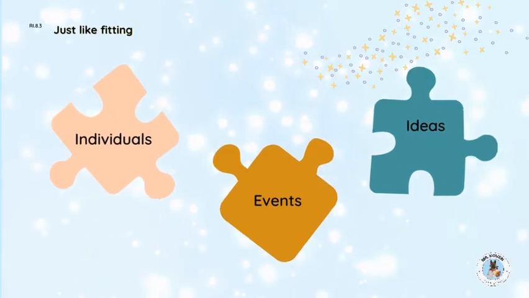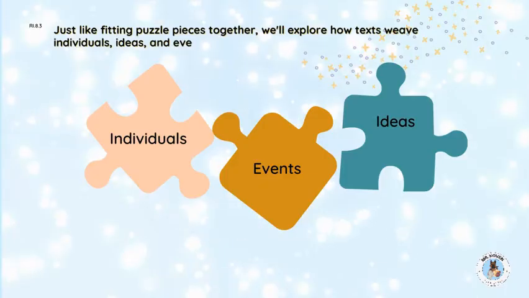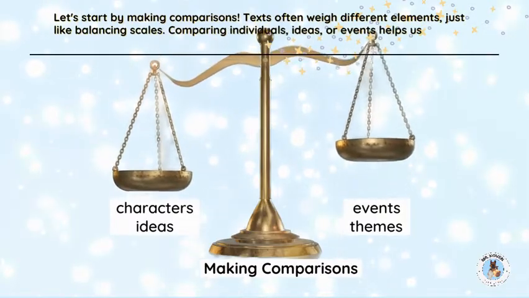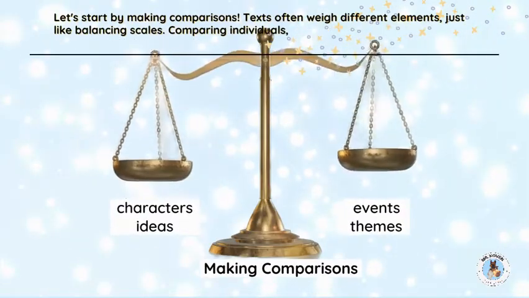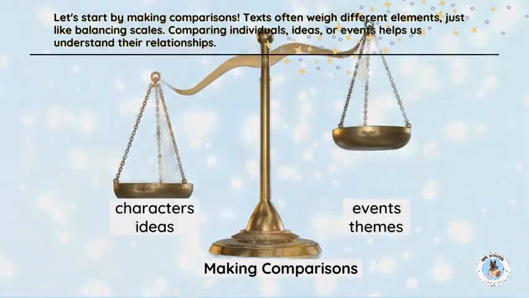Just like fitting puzzle pieces together, we'll explore how texts weave individuals, ideas, and events together. Let's start by making comparisons. Texts often weigh different elements, just like balancing scales. Comparing individuals, ideas, or events helps us understand their relationships.